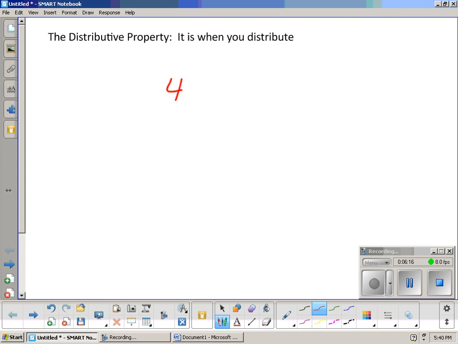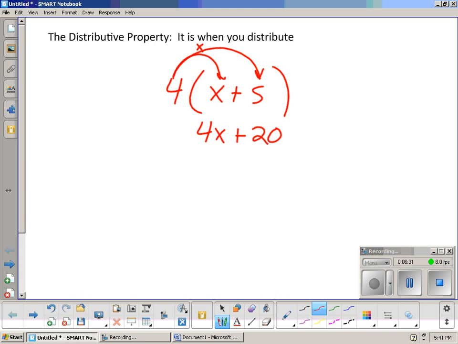So if I had redone that problem for 4 times x plus 5, and I distributed and I did 4 times x, which is 4x. 4 standing next to the x means 4 times x, plus 4 times 5, which is 20, right? We cool with that? So this is what we're looking at for the distributive property.